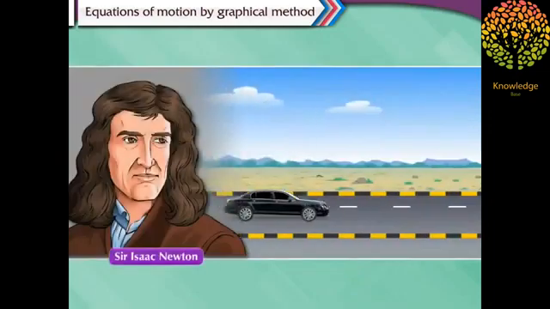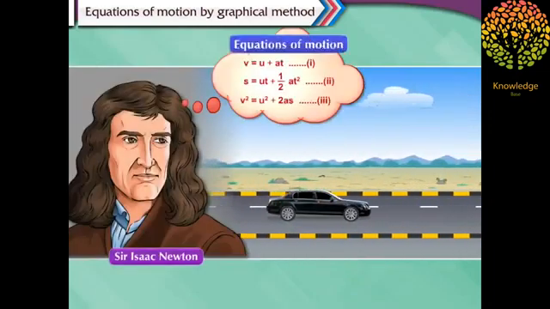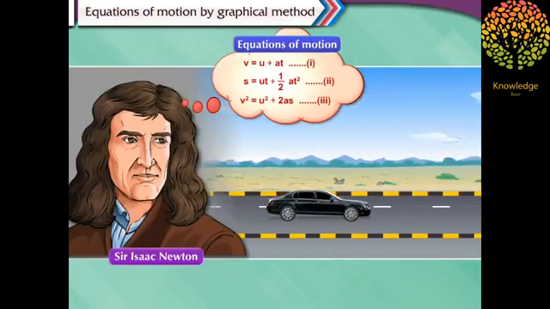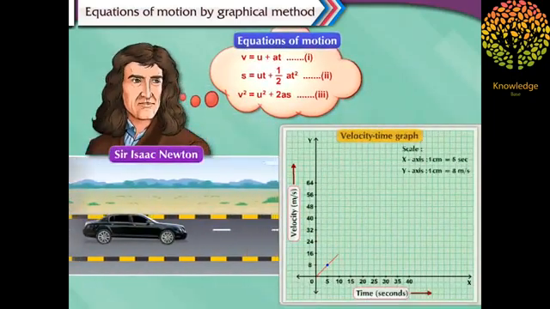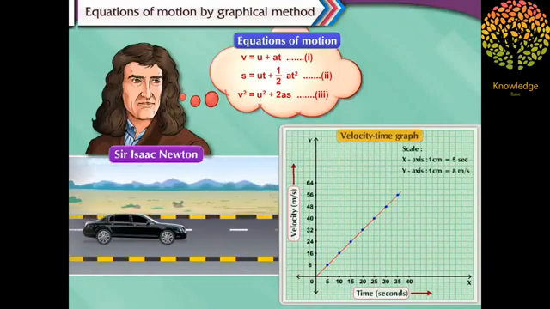Equations of motion by graphical method. Newton studied the motion of an object and gave a set of 3 equations of motion. These equations relate to the displacement, velocity, acceleration and time of an object moving along a straight line.